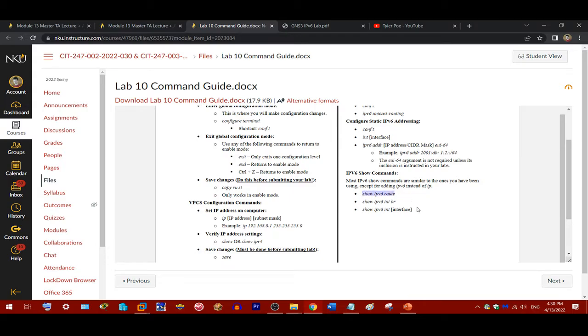If you want to review your commands, which you probably will in this lab, here are a few. Basically, the IPv6 show commands are very similar to the IPv4 ones. So for example, instead of show IP route, you have show IPv6 route. Instead of show IP interface brief, you have show IPv6 interface brief. And if you want to see a specific interface, you have show IPv6 int and then the interface name.